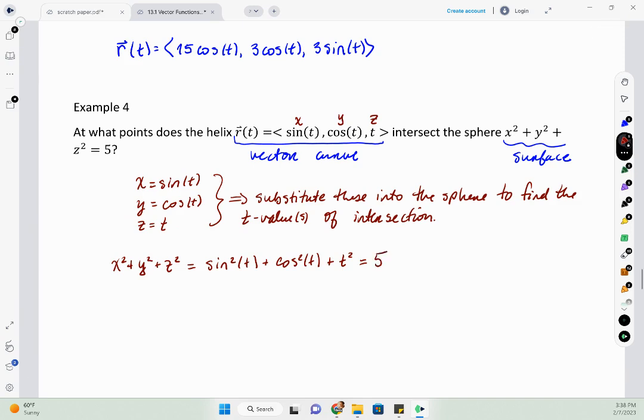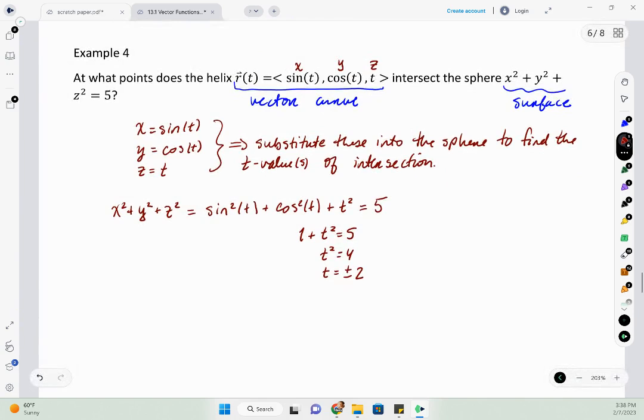All right, well, sine squared plus cosine squared is 1. So 1 plus t squared is 5. t squared is 4. So t is plus or minus 2. Okay, so the points of intersection then, we plug these into the parametric equations.